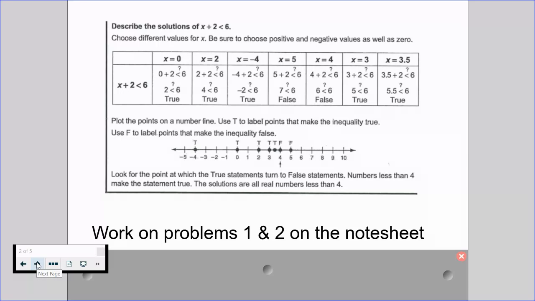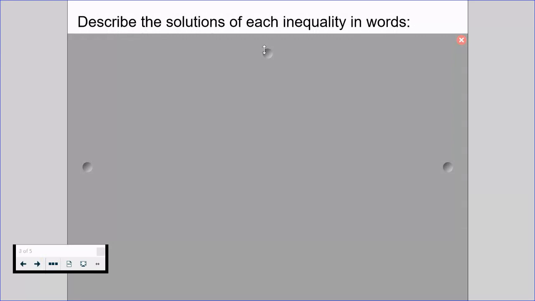All right, if you're listening to my voice, that means that you have worked on problems 1 and 2 and you're ready to move forward. So here we go. Let's describe solutions of each inequality in words.